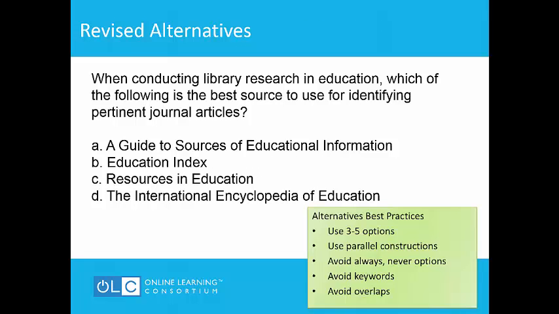Here's a revision. By adding in plausible alternatives, all of which include the word education in their title, we cut down on the student's ability to guess. And by removing the word journal from one of the responses, we again require the student to know something about the topic, rather than just picking the one that sounds most likely correct.